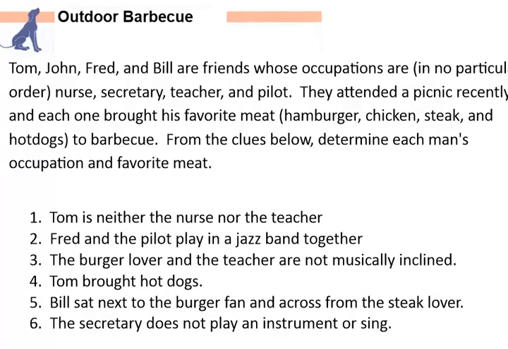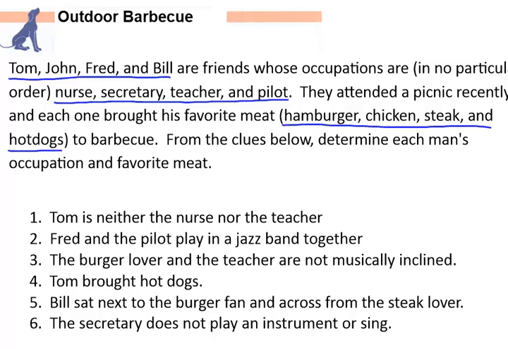So we have Tom, John, Fred, and Bill. They're friends whose occupations are in no particular order. They are a nurse, a secretary, a teacher, and a pilot. They attend a picnic regularly, and each one brought his favorite meat, which is hamburger, chicken, steak, and hot dogs, to barbecue. From the clues below, determine each man's occupation and favorite meat.